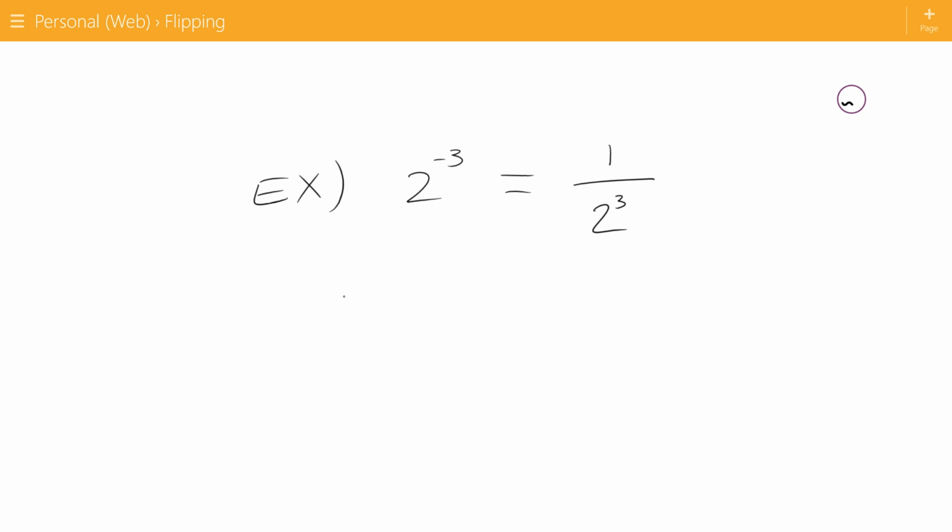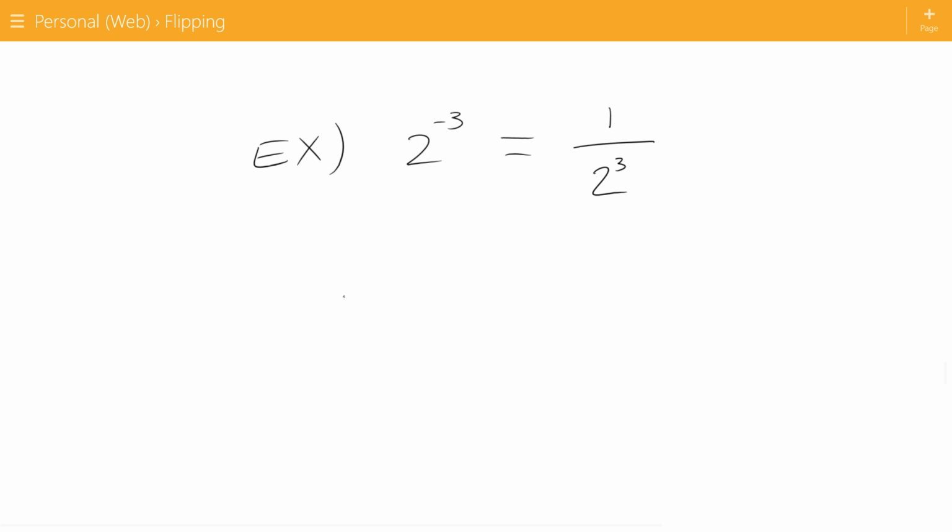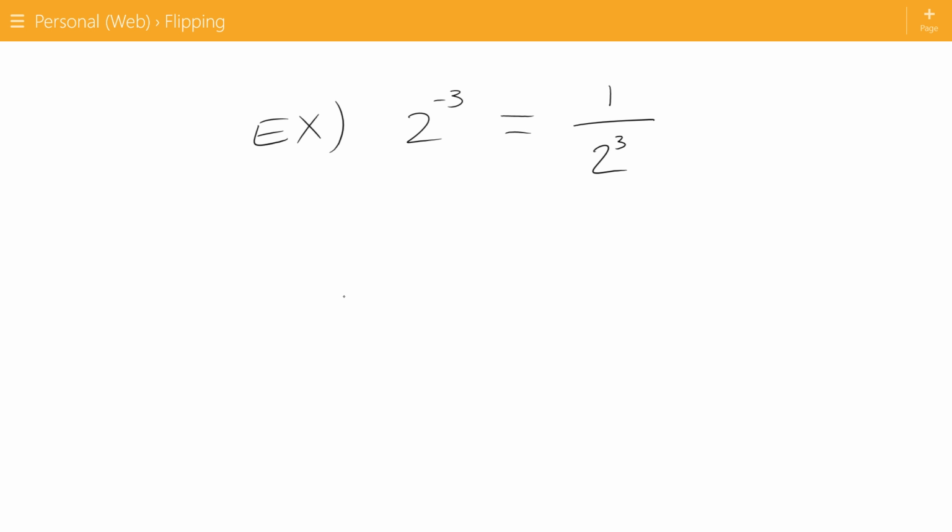This was a brief review of exponent rules. This was quick. If you have questions, go back, review what you need to, bring them to class.